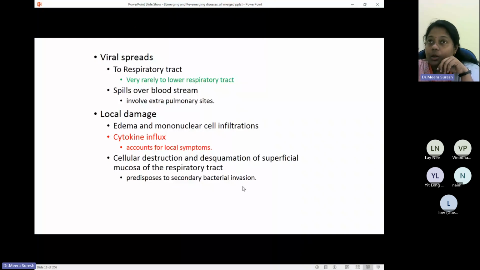Be it the mouth or the nasal tract or the genitourinary tract, wherever the mucosal layer is there, a superficial paint of IgA will be seen. And the use of this IgA will be to kill the organisms or the pathogens which enter. So if that superficial layer is desquamated, which means IgA is not there, there can be predisposition to secondary bacterial invasion, or more and more invasion can happen because there is no immunoglobulin A to protect.